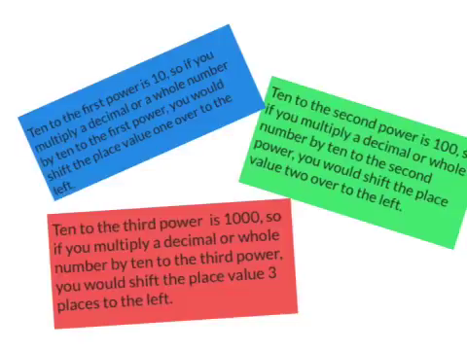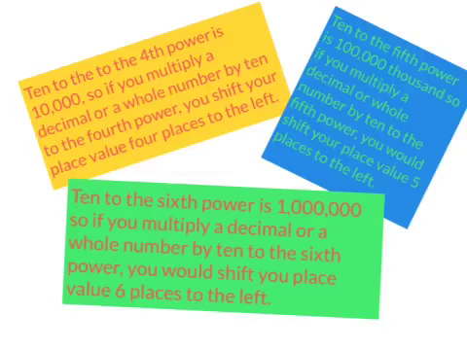10 to the second power is 100, so if you multiply a decimal or whole number by 10 to the second power, you would shift the place value 2 over to the left. 10 to the third power is 1,000, so if you multiply a decimal or a whole number by 10 to the third power, you would shift the place value 3 places to the left. 10 to the fourth power is 10,000. So if you multiply a decimal or whole number by 10 to the fourth power, you shift your place value 4 places to the left.